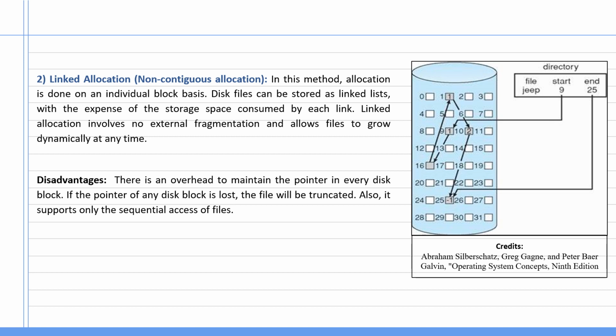So disk files can be stored as linked lists at the expense of the storage space consumed by each link. Linked allocation involves no external fragmentation, which is a plus point, and allows files to grow dynamically at any time. The disadvantage of this process is there is an overhead to maintain the pointer in every disk block. So, if the pointer of any disk block is lost, the file will be truncated. Also, it supports only sequential access of files.